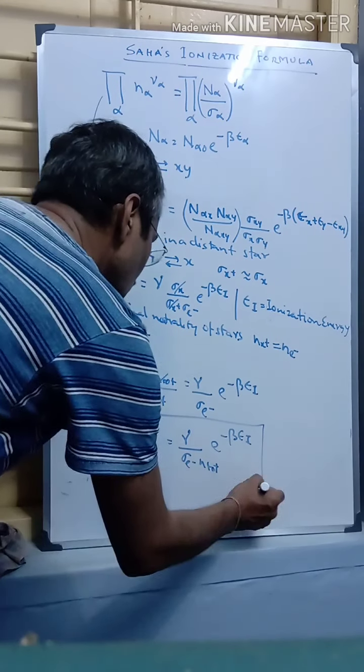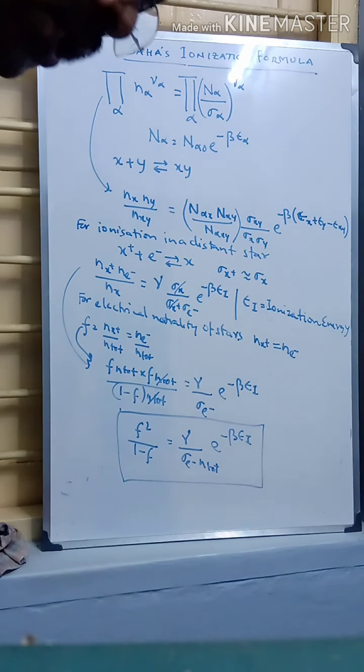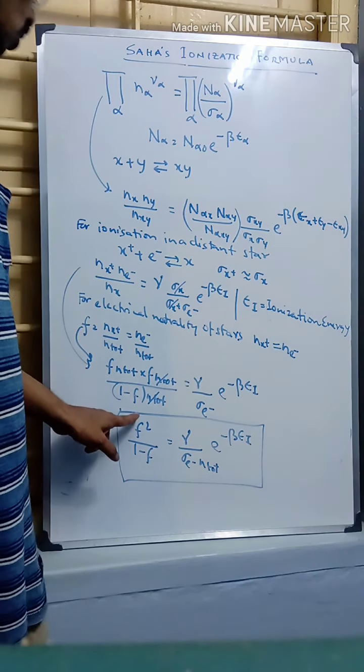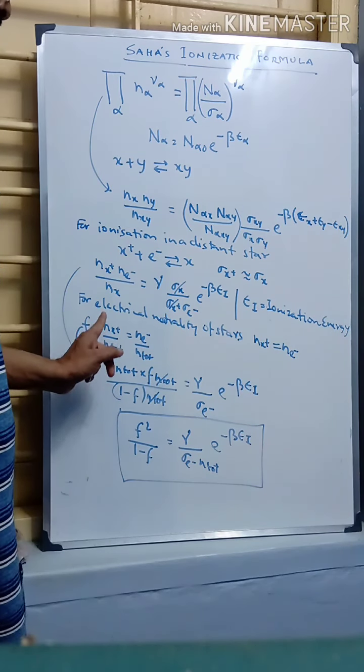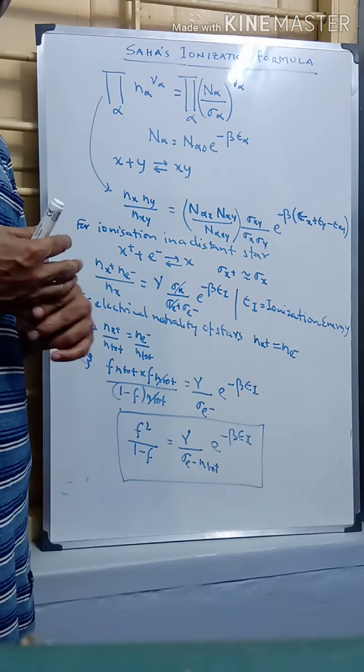So this is nothing but the Saha's ionization equation, which actually gives us the fraction of the ionic species which are present in those distant stars.